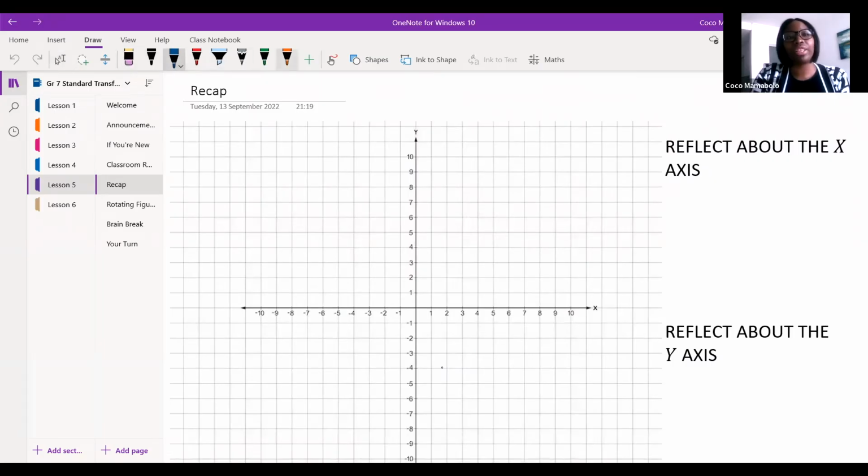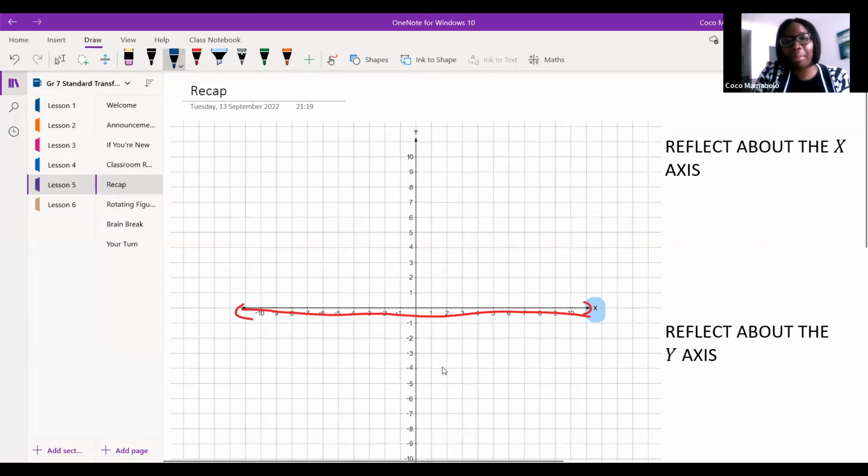Let's start with reflection about the x-axis. And this is my x-axis over here, or my x line. And I'm going to treat this x line over here as a mirror. Yes, Yonella, this is the second to last lesson. Okay, all right, as a mirror.